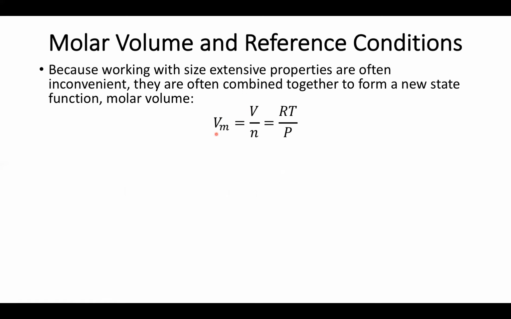The classic one we like to use is molar volume, which is just the ratio of volume and moles, or again, could be thought of as the volume occupied by 1 mole of gas. And it turns out that this is just going to be equal to RT over pressure, so just a slight rearrangement of the ideal gas law. It's also not uncommon to take the inverse of molar volume, which is literally just concentration.